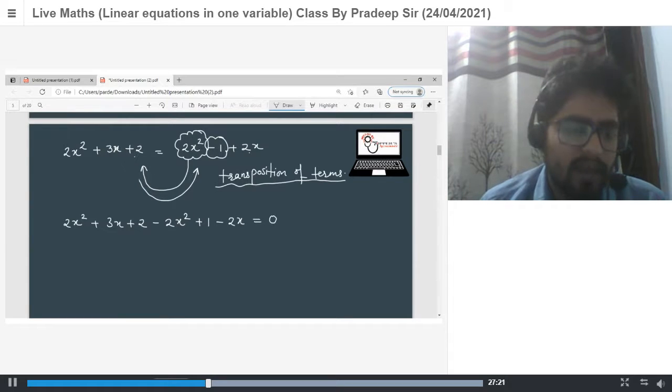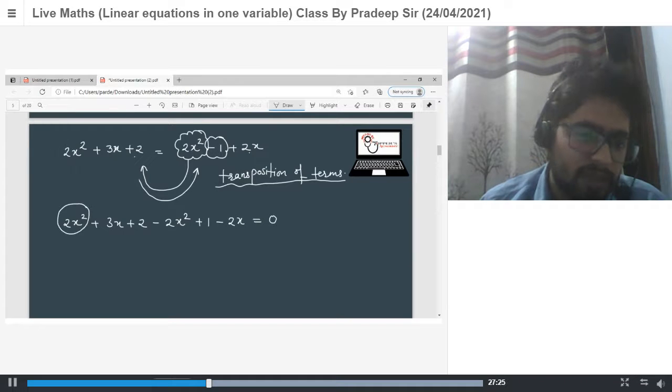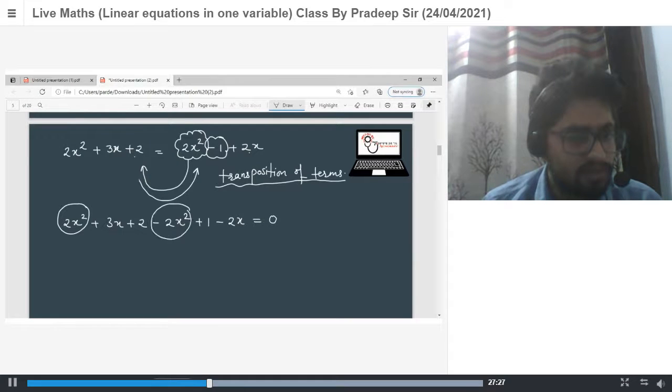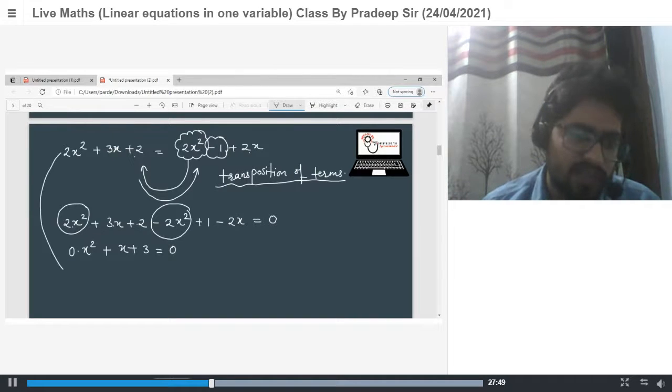Now if you simplify this, 2x square minus 2x square, both are like terms. If we add them, we'll get 0 into x square. Next is plus 3x minus 2x, this will become x. And 2 plus 1, this will become 3. So now this equation is x plus 3. Yes or no?